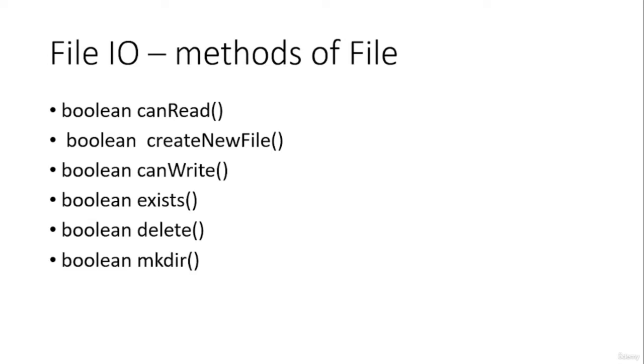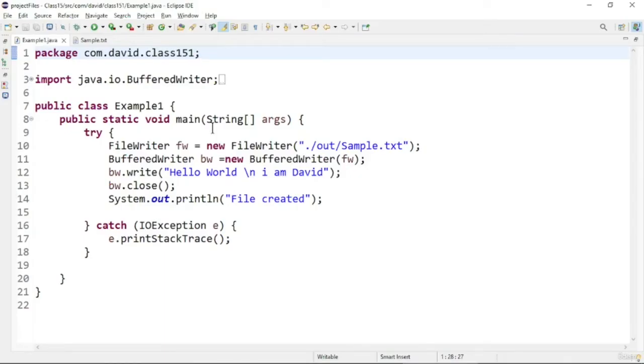So that's it about the theoretical aspects of file APIs. Now let us see some programs based on the file API. In this program, I will be writing some values into a file, and then I will show you how the file API can be used. So let us see the program.